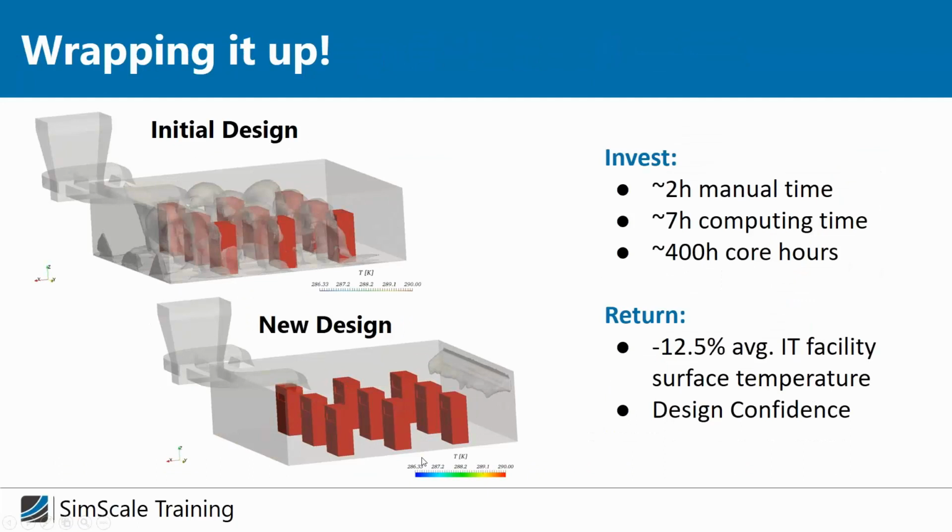And now let's wrap it up. So all in all, what have we achieved? To run the simulation, it takes you around 2 hours of manual time, which includes preparing your CAD model, uploading, preparing all the settings, and starting the simulations. Meshing, 2 meshes and 2 simulations run for around 7 hours on our platform, and in total we needed 400 core hours to run all the simulations and the meshes.